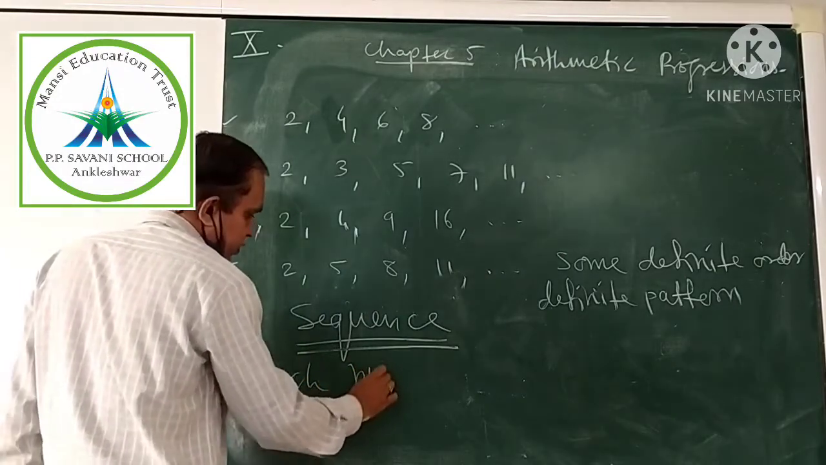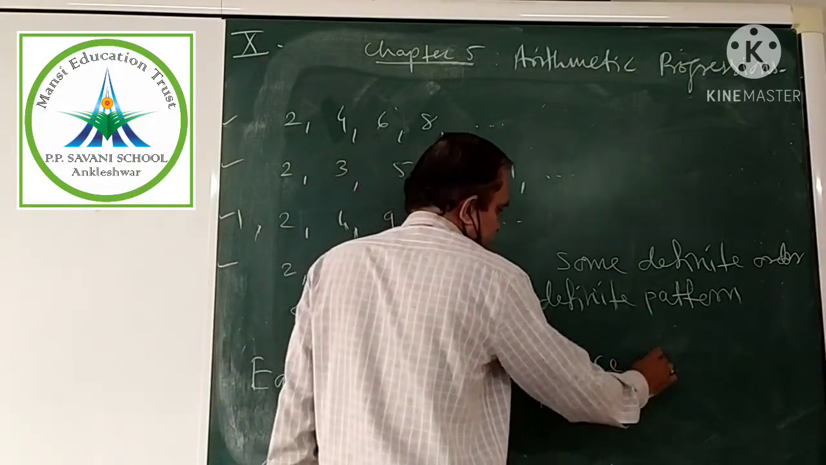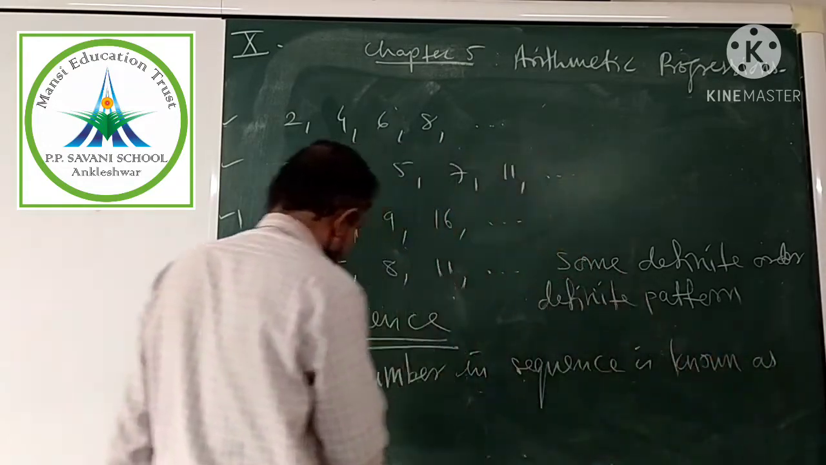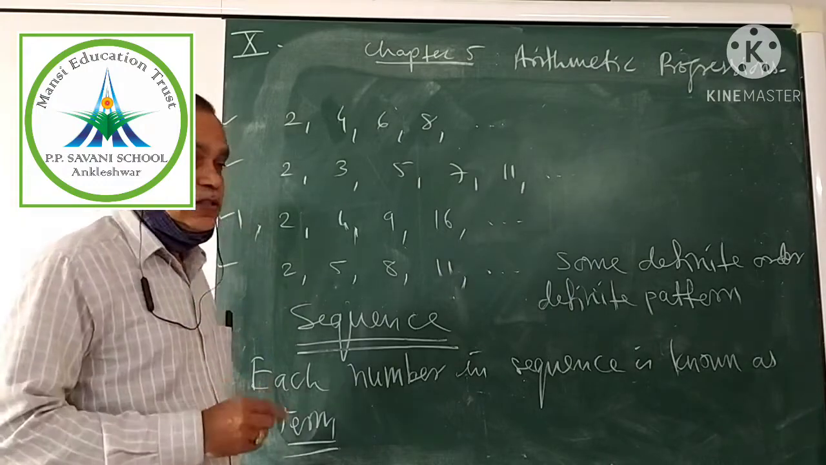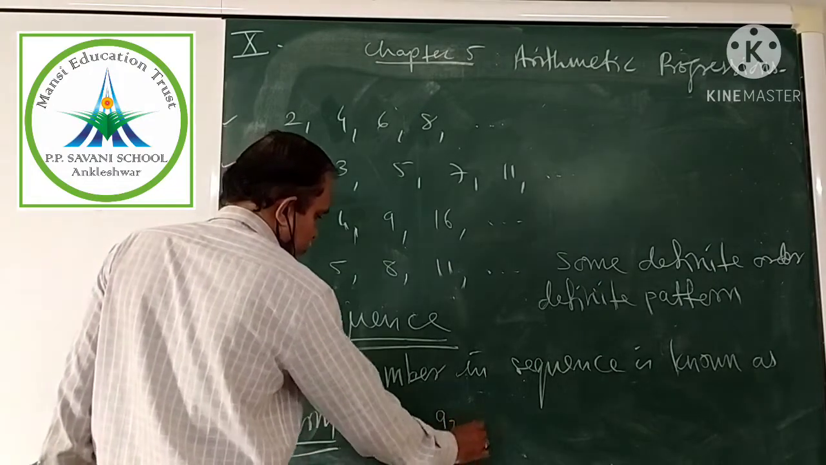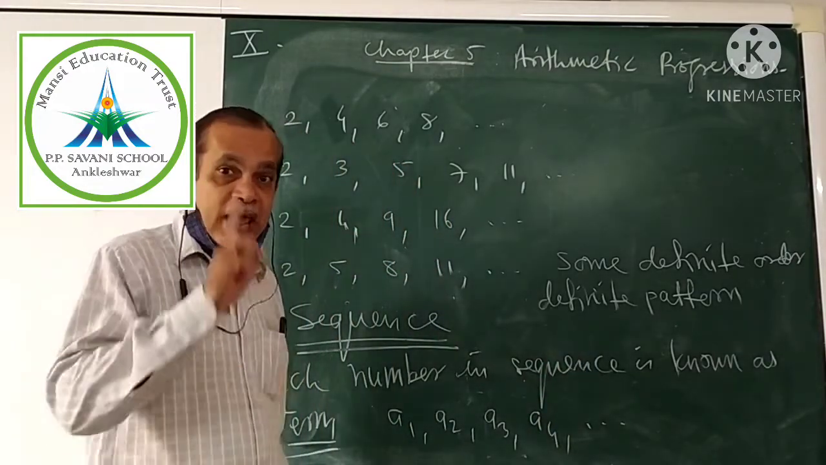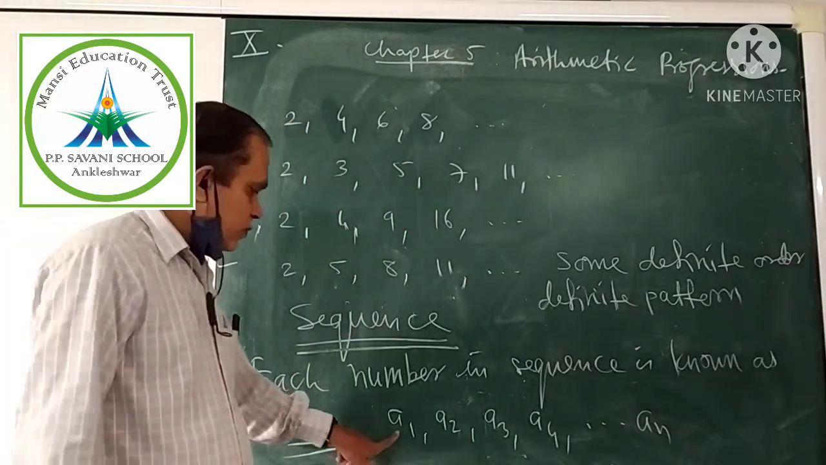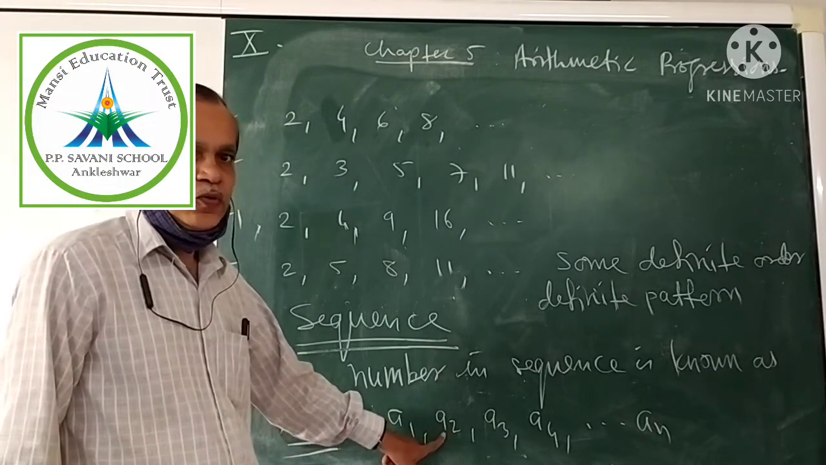Each number in a sequence is a term. These terms are shown by common letters, that is a1, a2, a3, a4, and so on. And if there are n terms, then the last term is known as the an term. Got it? So a1, first term, therefore 1. a2, second term, so therefore 8.